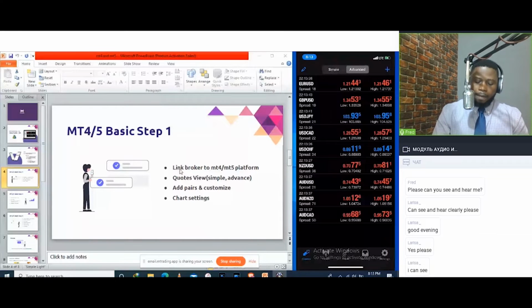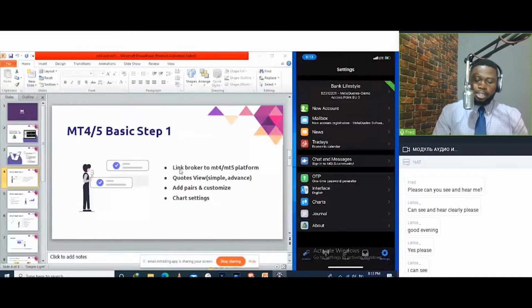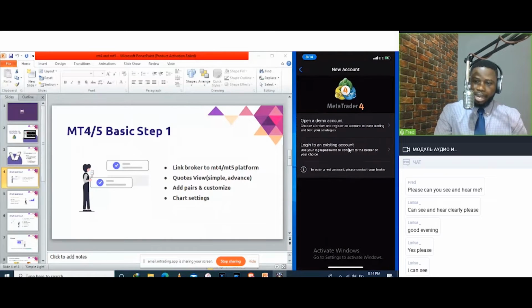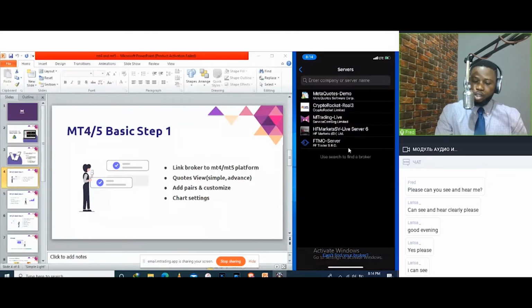So after you've had your email giving you your details for the MT4 or MT5 platform, you can go to the settings, right? On the right hand side of my mobile screen, you can see that I'm at the settings area. Okay, so at the settings area, you are going to go to new account. When you get to new account, you can go to log in to an existing account. That's when the broker has already sent you your account details.